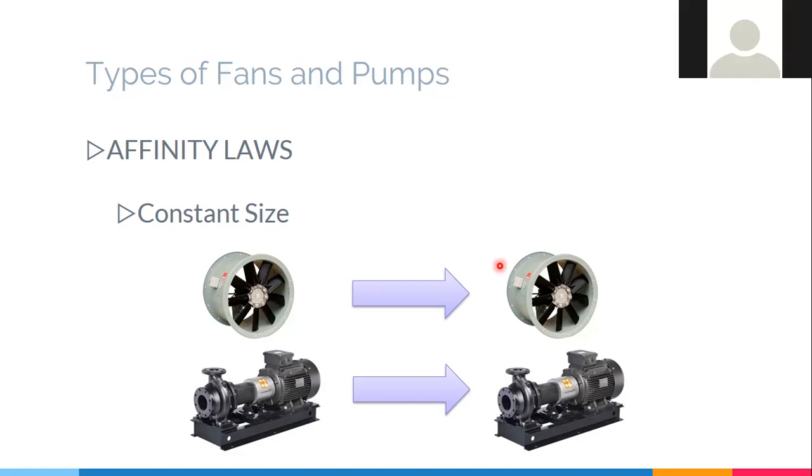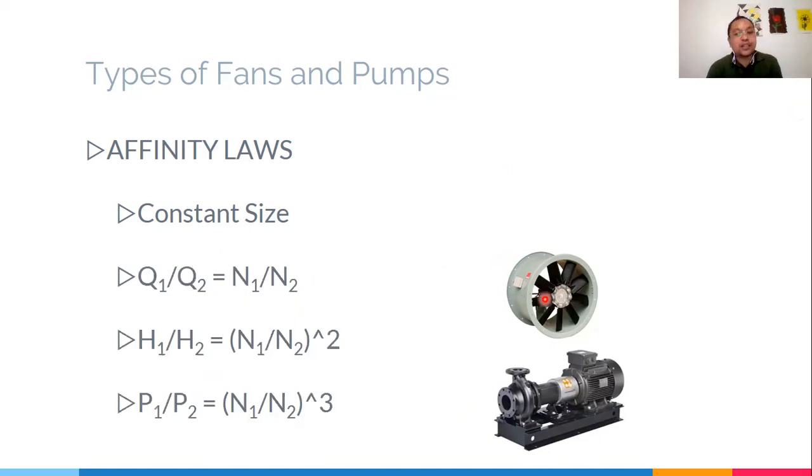So first, isipin natin constant size. So ibig sabihin, you're changing the parameters of the fan or the pump, but the size of the unit still remains the same. Okay. So this is the relationship of the fans if you change first the rotational speed. Okay. So example, the rotational speed is in direct proportion to the fluid flow rate. So this is the first affinity law, no? The flow rate of the unit is directly proportional to the speed of the unit.